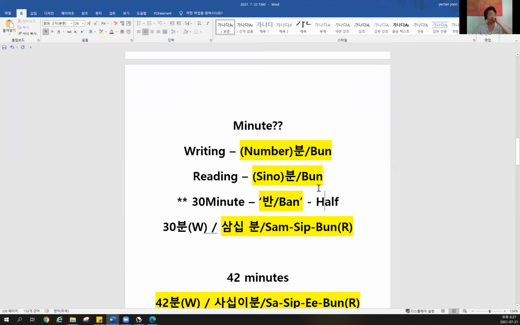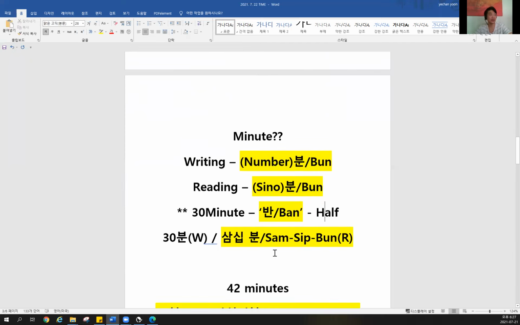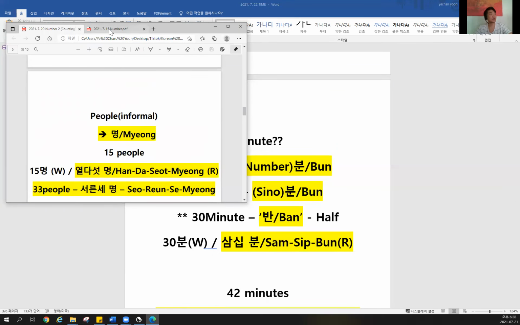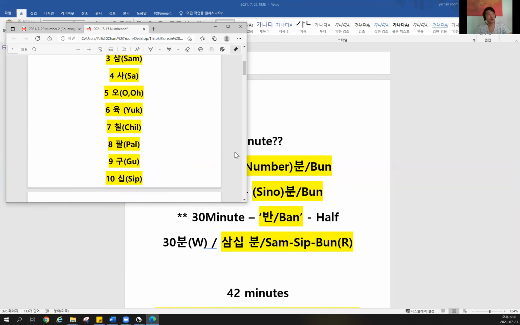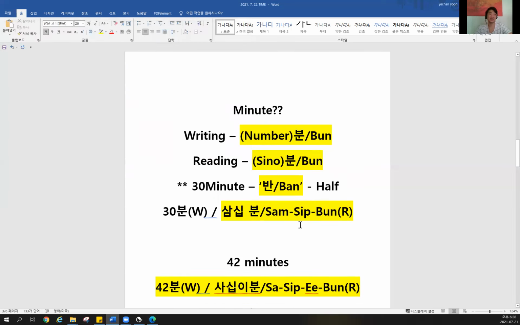Okay, let's say 42 minutes. How can you say 42 minutes? I already wrote it down, but let's try it. 40 with the Sino version. How can you say? Start with the 4, right? 4. And which position is it? It's the 10th position, right? 40. And what is it? 2. Then it's going to be what? 42분. Okay, this is how to read it.